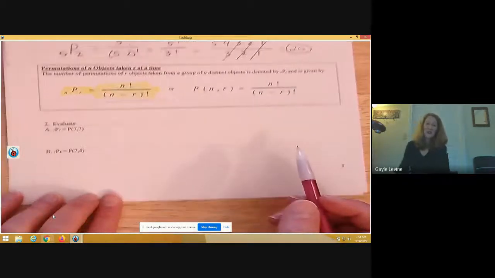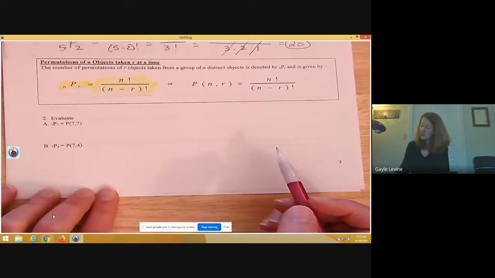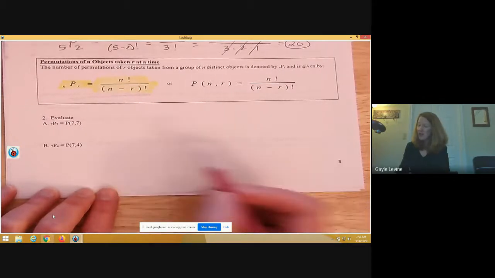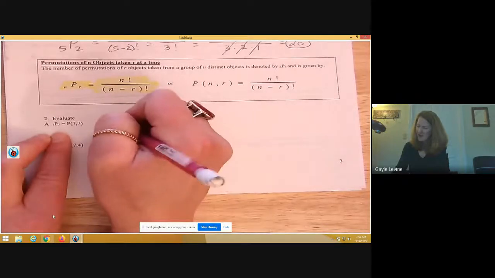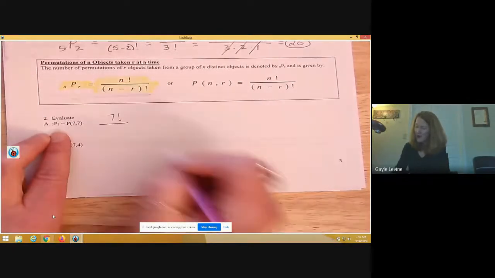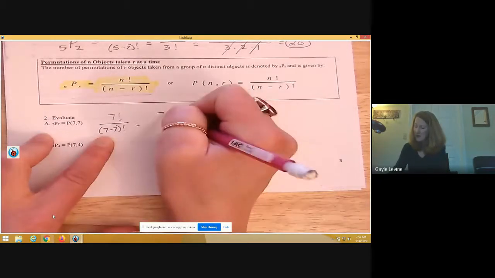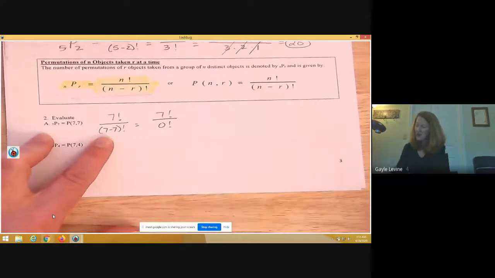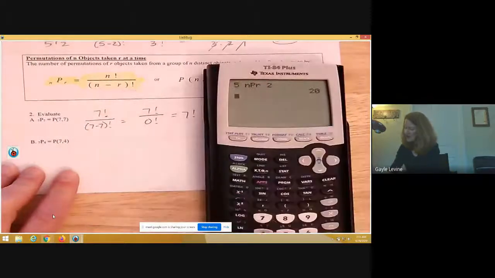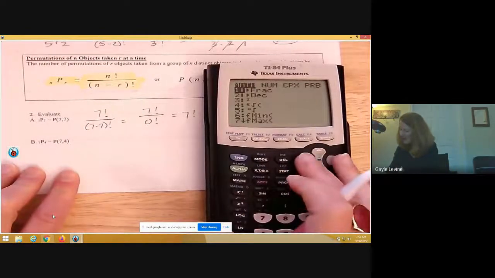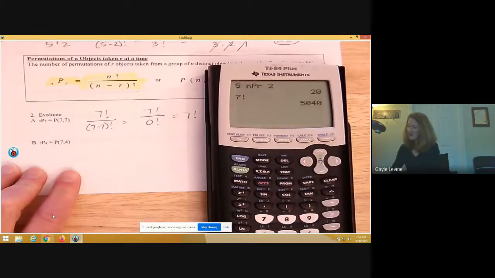All right, so for 2, we are asked to evaluate 7P7. So we are taking all 7 objects. If you think of this formula-wise, this is 7 factorial over 7 minus 7 factorial. Well, that's 0 factorial, which we defined a moment ago as 1. So this is actually just 7 factorial. On your graphing calculator, you can do 7 and then math, probability, factorial, and you're going to get 5,040.